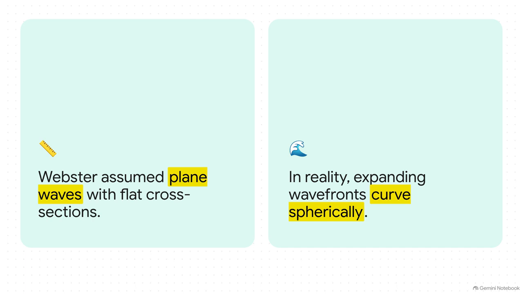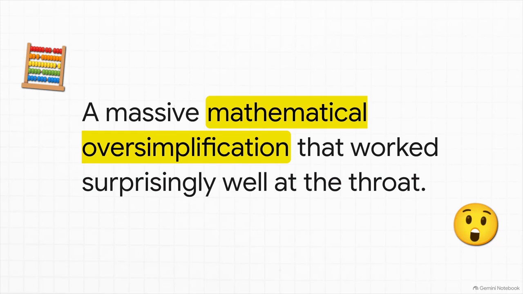When sound actually travels down a flaring horn, the waves curve and expand outward, a lot more like water dumping out of a pipe and splashing into a large bucket. Because early engineers just didn't have modern tools, Webster assumed those sound waves stayed perfectly flat, which gave us Webster's horn equation. Now, yes, it was a massive mathematical oversimplification. But the craziest part? It actually worked.